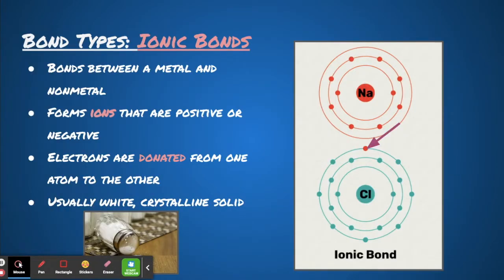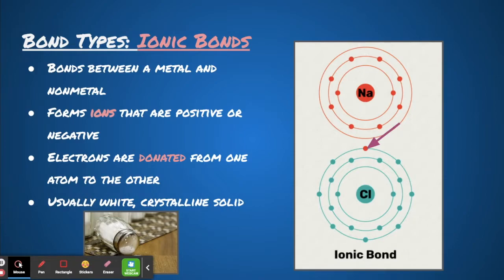Okay. Now, when we make compounds, we have different types of bonds that need to be made. And we're going to be talking a lot about how different molecules are made, and they're called macromolecules because they're really big. So the first type is ionic bonds. Ionic bonds are when you have a specific type of metal bonding with a non-metal, and this is going to form an ion that's either positive or negative.